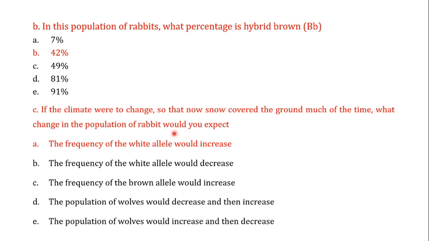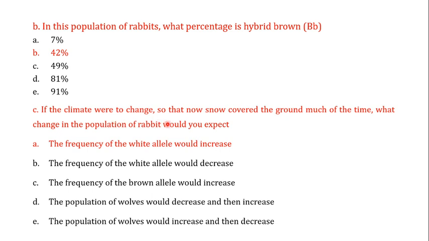Another question is, if they ask you that if the climate were to change, so that now snow covered the ground much of the time, what change in the population of rabbit would you expect? What this means is that the brown color is initially an advantage in one condition, and the white color is an advantage in another condition. So if the snow is covering the ground much of the time, that means that if the rabbits are producing the white coat color, they can actually protect themselves from the predators.